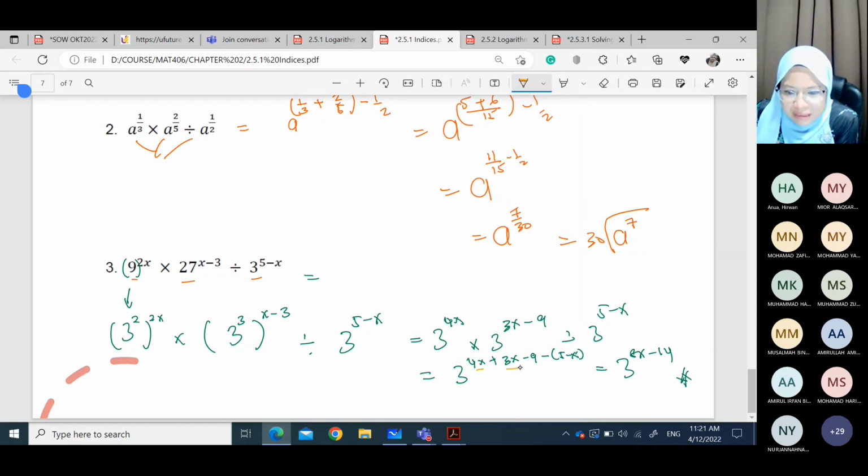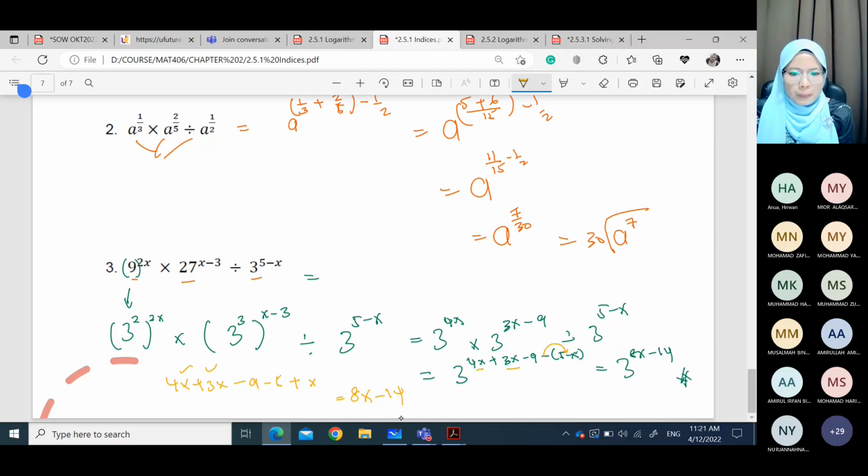4x plus 3x, kita akan dapat 7x. 4x darab tambah 3x. So yang ini negative 9. Negative 5. Kembangkan negative 5. Negative times 5, we have negative 5. So negative kita akan dapat plus x. Ini kita kira indeks. So 4x, 3x, 7 tambah x. 1x, kita ada berapa x tu? Ada 8x. Okay. So negative 9 minus 5, we have negative 14.